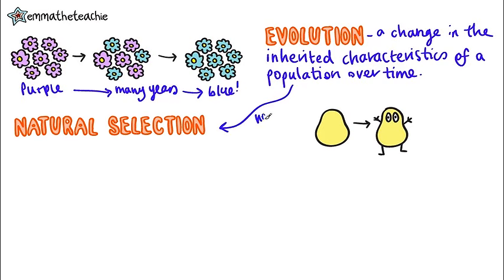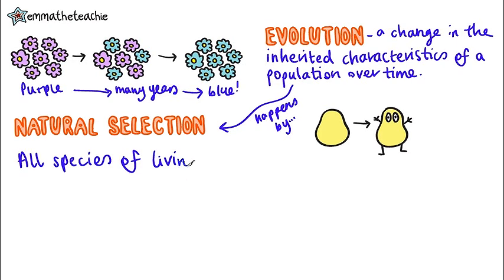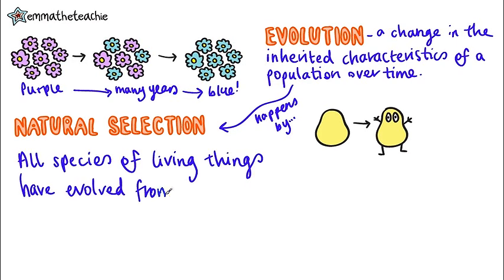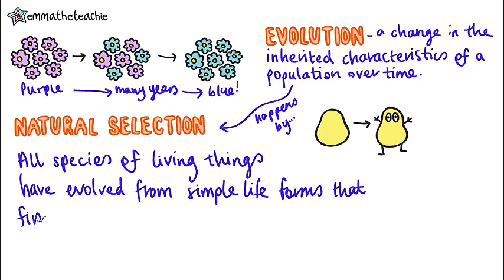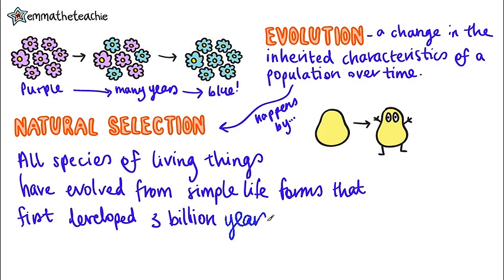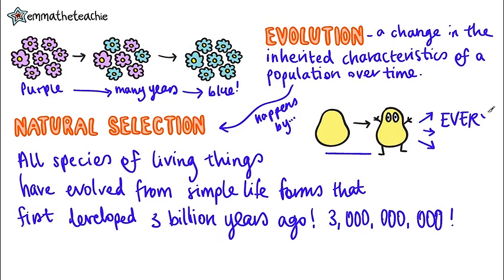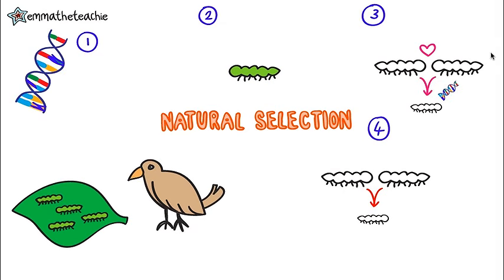Evolution happens by the process of natural selection. This theory states that all species of living things have evolved from simple life forms that first developed over 3 billion years ago. That's 9 zeros. It's a long time, but remember, this is making every species.